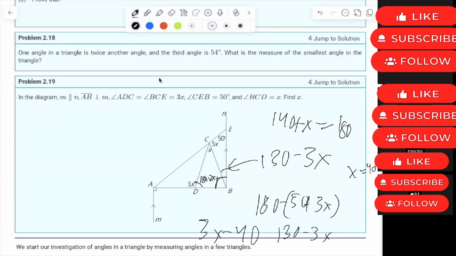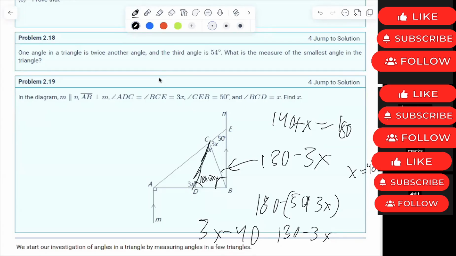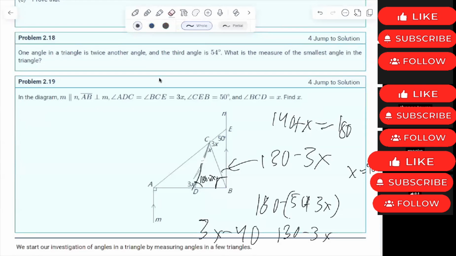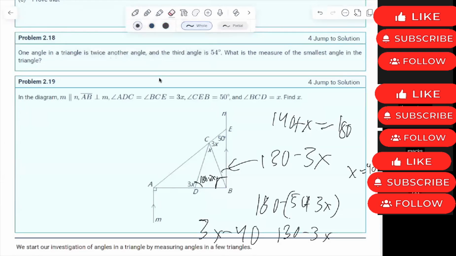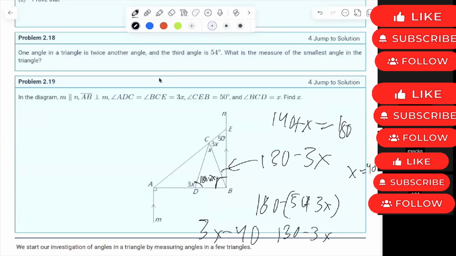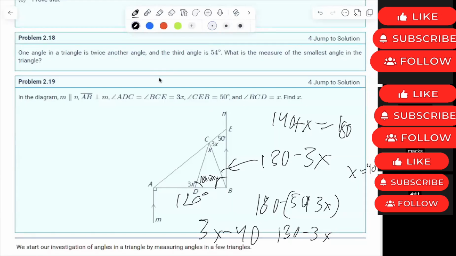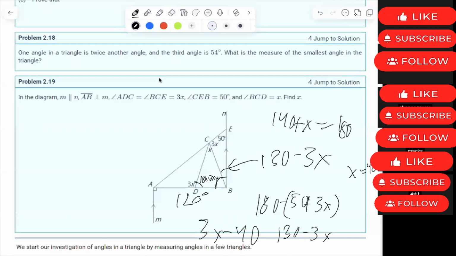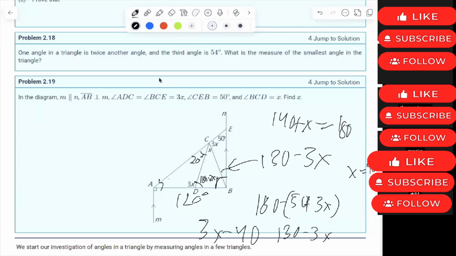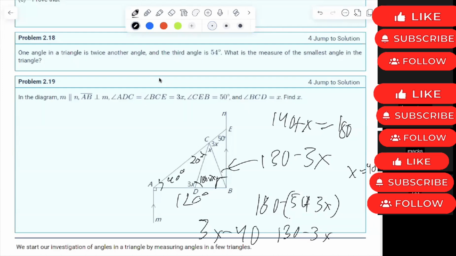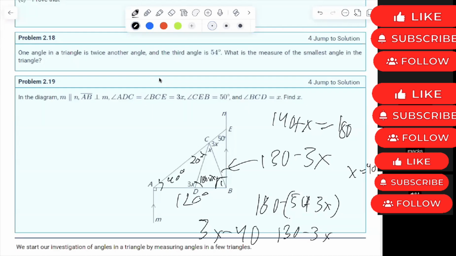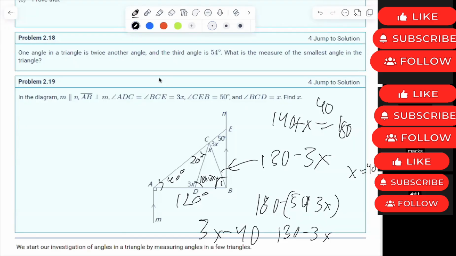Or you can just angle chase and go over here. Maybe that was another way to do this. Let me see if I was doing this right. What's 120 degrees? 4x is 160 degrees. This is 20 degrees. This is 40 degrees. Yeah, this is correct. 100% correct. So the answer to this question is just 40 degrees.